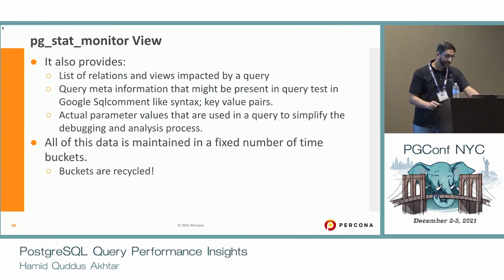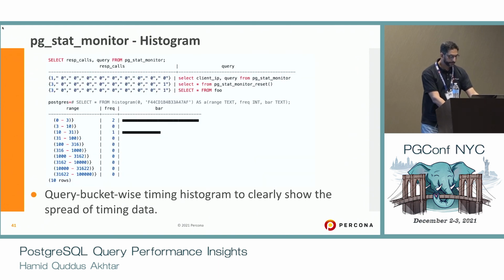And it stores actual parameter values. It does maintain placeholders, but it also provides you with the actual parameter values, which are extremely useful if you want to debug this. The buckets are recycled, so they're kind of in a circular queue. So the moment you go back to that bucket again, it will be reset and reutilized. So we're not excessively utilizing a lot of memory here.